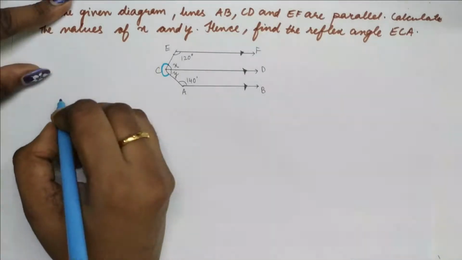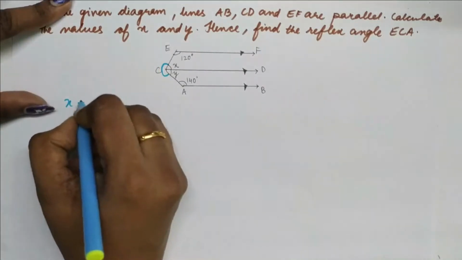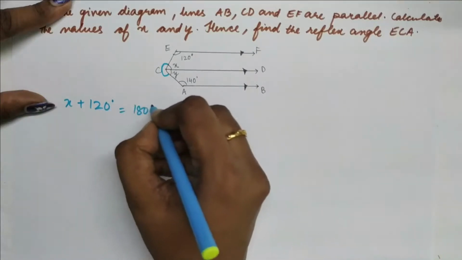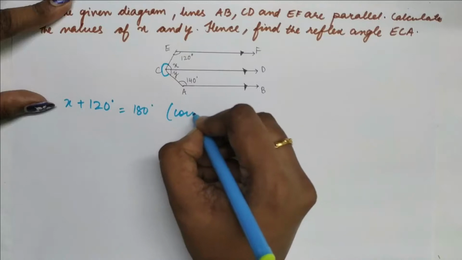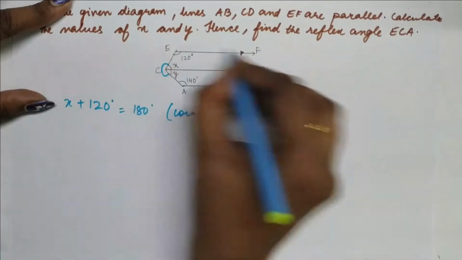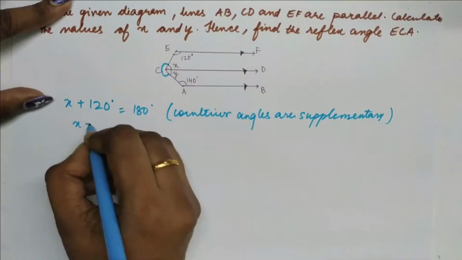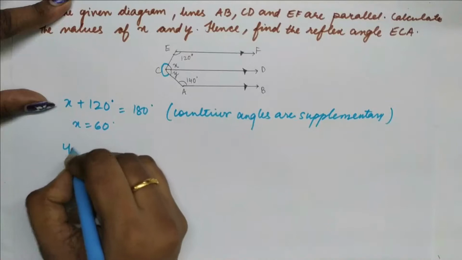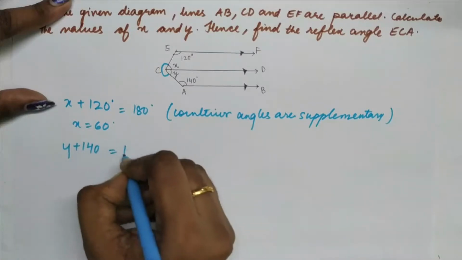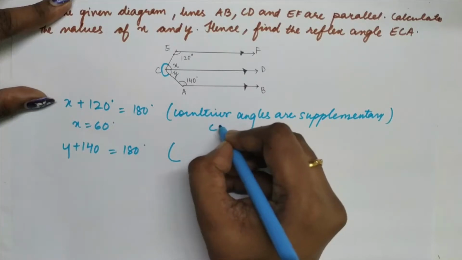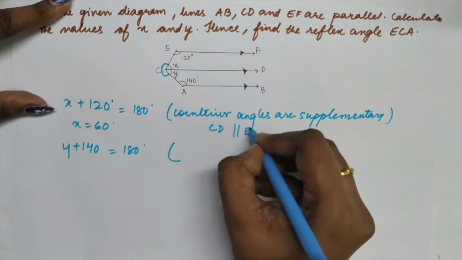Okay, so let us first calculate x. X plus 120 is equal to 180 because they are the co-interior angles according to these two lines CD and EF. So you get x as 60 degrees because 180 minus 120. Similarly, y plus 140 is equal to 180. Now here which two lines are parallel? You can write it if you want, CD parallel to EF.